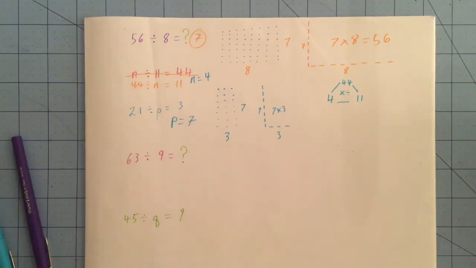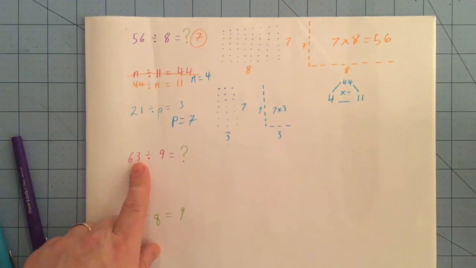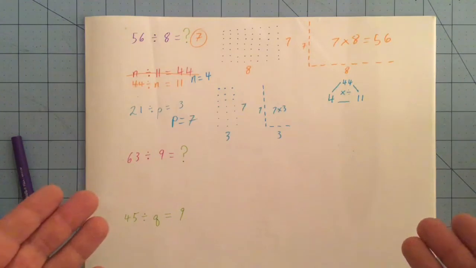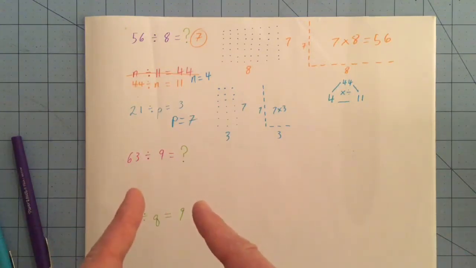Now, as we go through and do these, some of these are going to get real tedious. That means it's going to be easy to do. It just takes a long time. Like 63 divided by 9. I'm going to have to draw 63 dots. Oh my gosh, that's going to take forever. If you know your multiplication facts, you do not have to manage that portion.